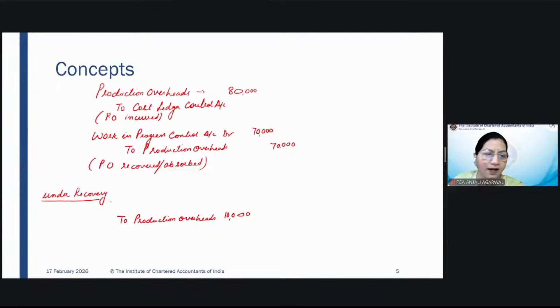Right? And if it is abnormal, you can debit it to the costing profit and loss account, which is production overheads under recovered and treated as abnormal. So if they are treated as abnormal, you can take it to the costing profit and loss account. Alternatively, you can create a production overhead adjustment account or an overhead adjustment account as a part of the account.